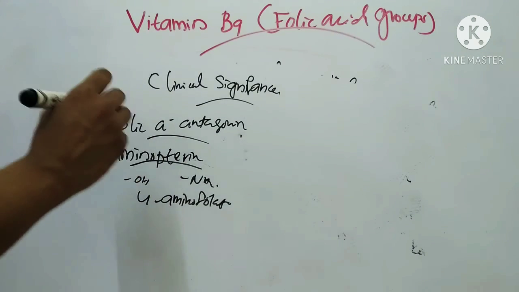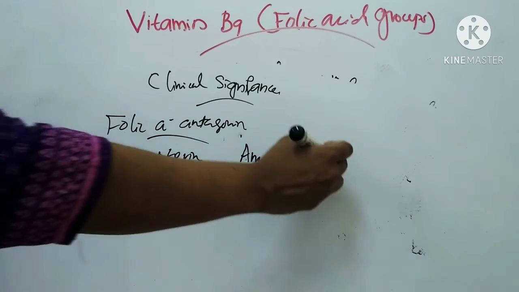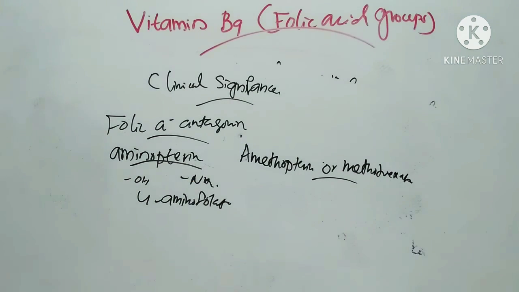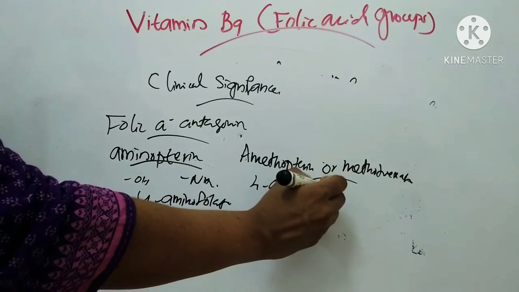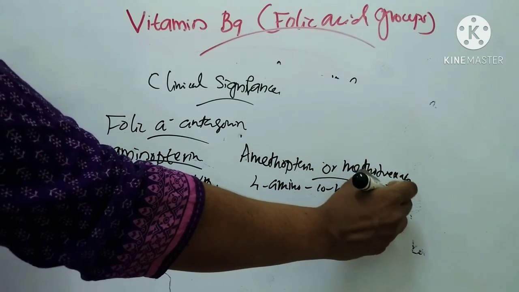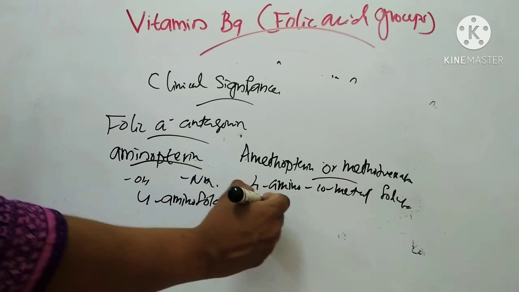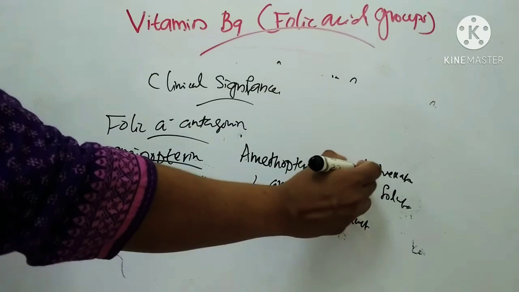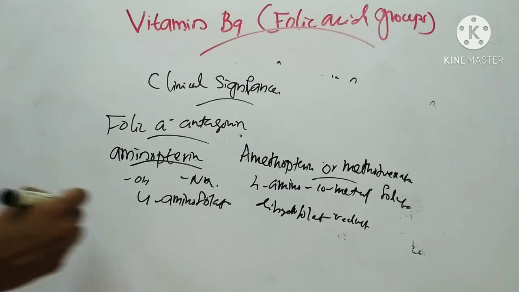Next one is amethopterin, or methotrexate. It is 4-amino 10-methyl folate. Methotrexate inhibits the enzyme dihydrofolate reductase and is used as an anti-cancer drug. That is amethopterin. Next one is trimethoprim.